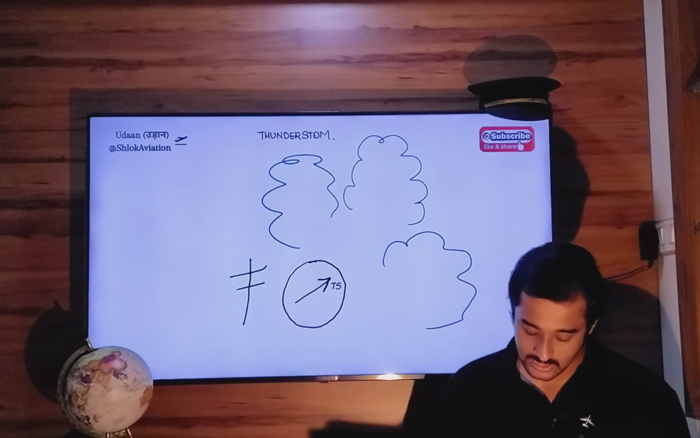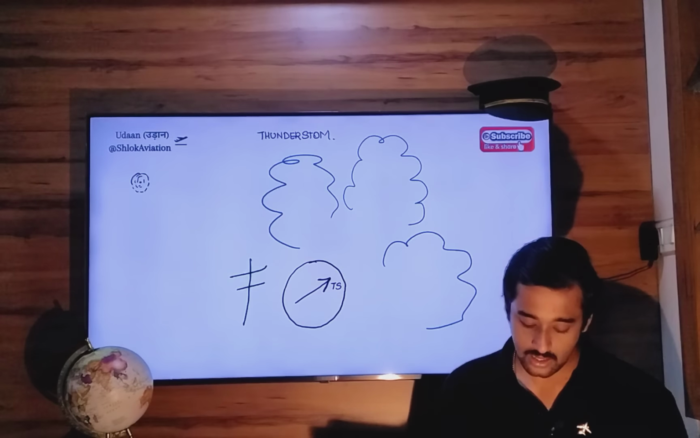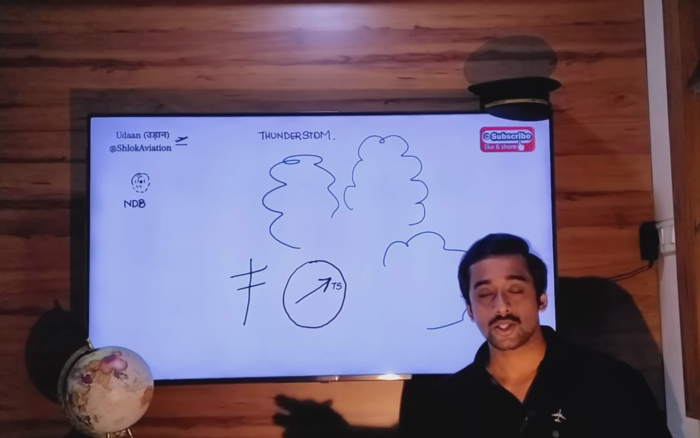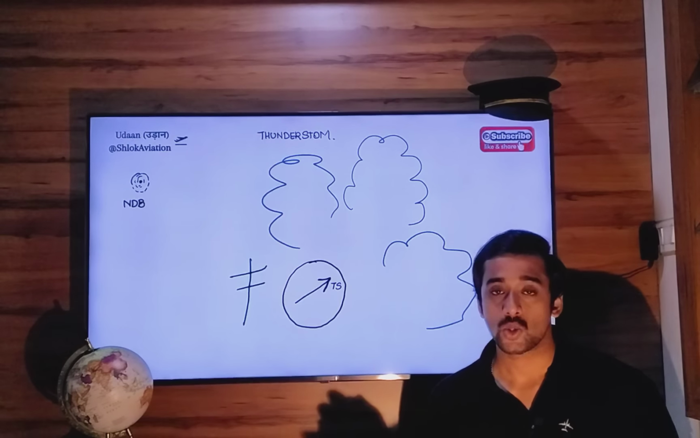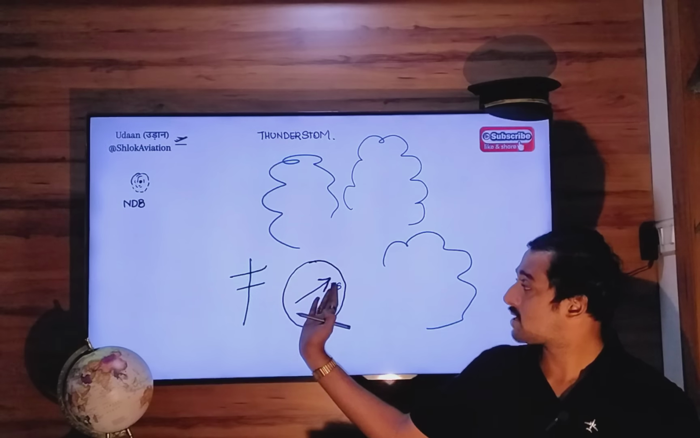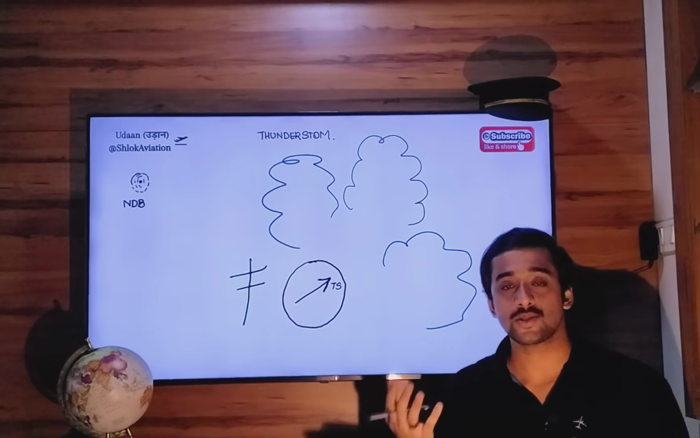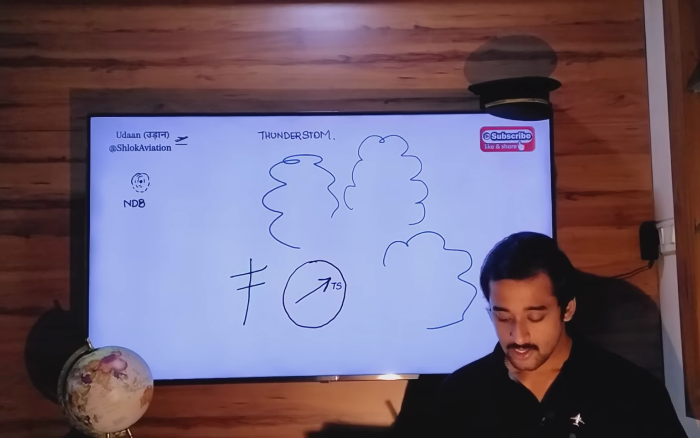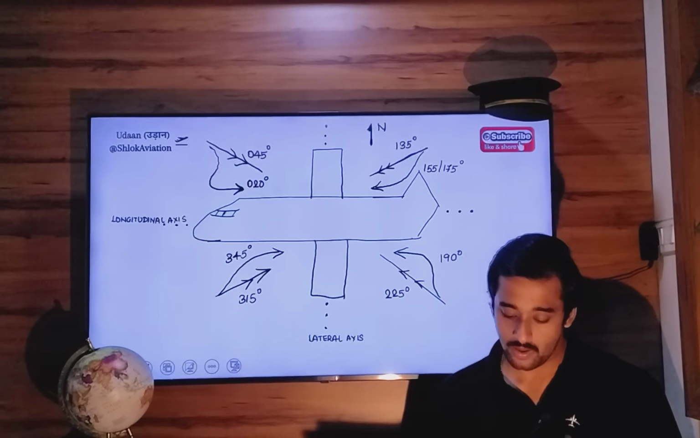So instead of pointing towards the NDB station, this ADF signal will point towards the thunderstorm cloud. So chances are, if the pilot is not aware of this error, that is thunderstorm error to which your NDB ADF is exposed, the pilot will follow this needle indication and track his aircraft towards the thunderstorm cloud and find himself trapped amongst all the thunderstorm cloud cells, right? So this is a very dangerous situation. That's why this is called thunderstorm error.